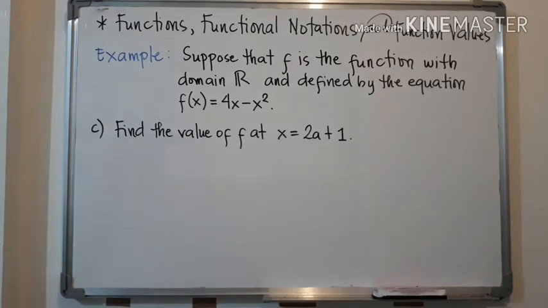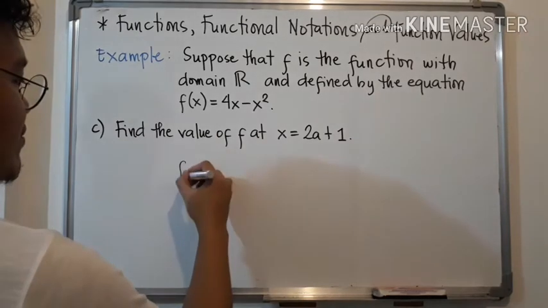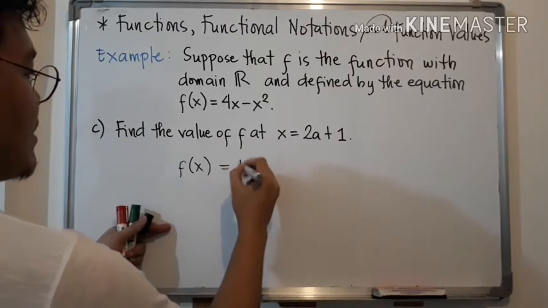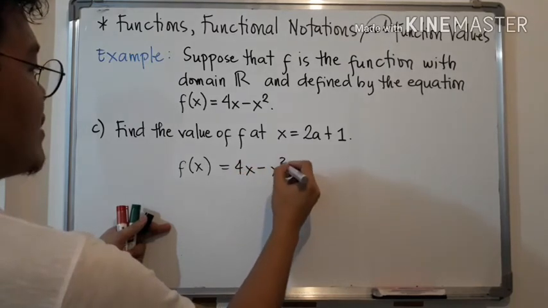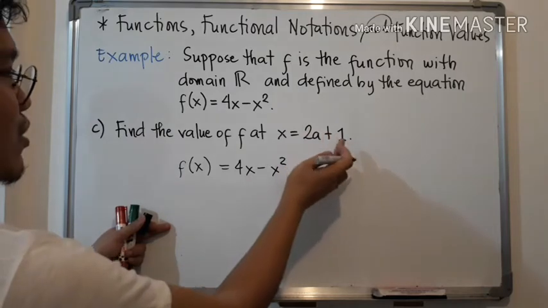Now let's have letter C. Find the value of the function f at x equals 2a plus 1. So we have the function f(x) equals 4x minus x squared. Now this time we evaluate the function at x equals 2a plus 1.